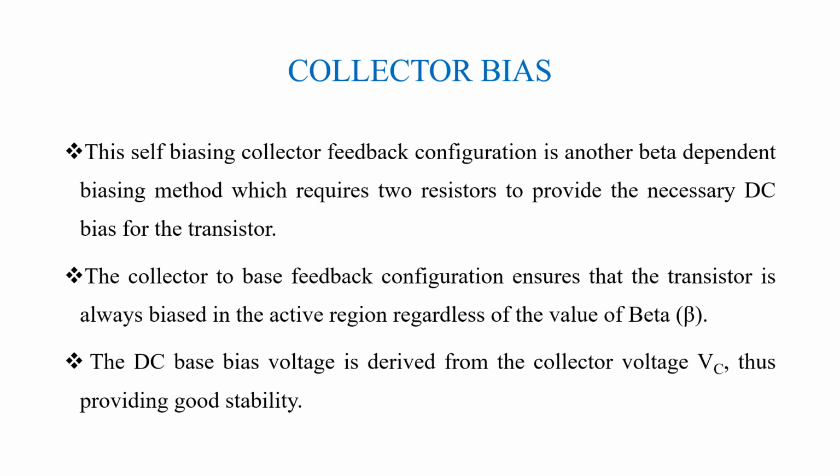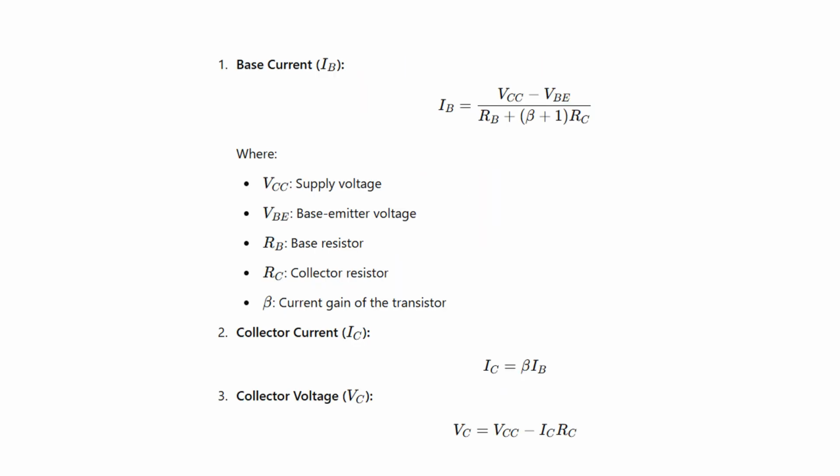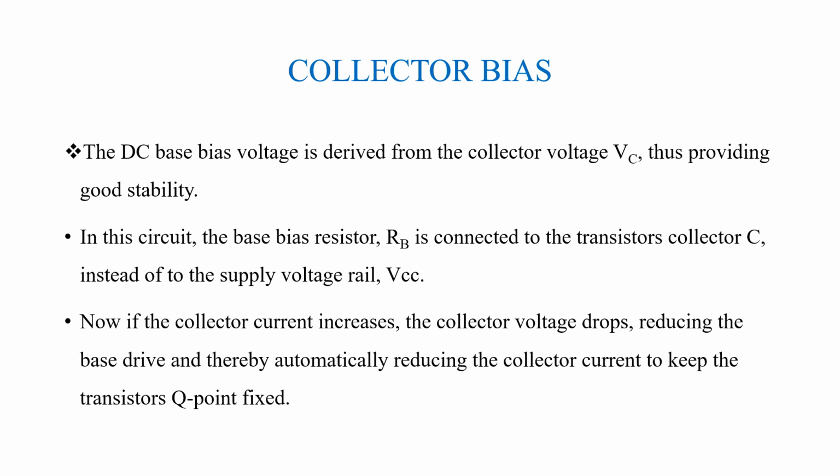This DC base bias voltage is derived from the collector voltage, thus providing good stability. The figure represents the circuit diagram of collector bias. The important formulas used in the circuit are given here. The DC base bias voltage is derived from collector voltage Vc, thus providing good stability.